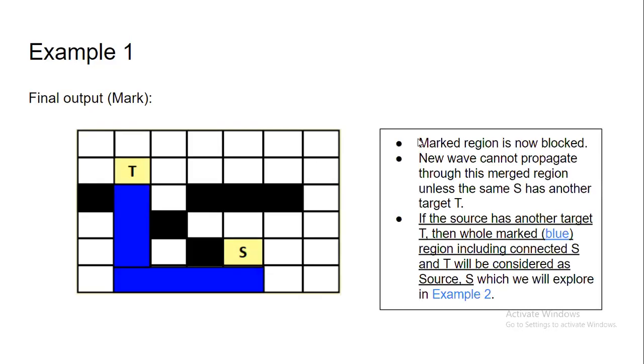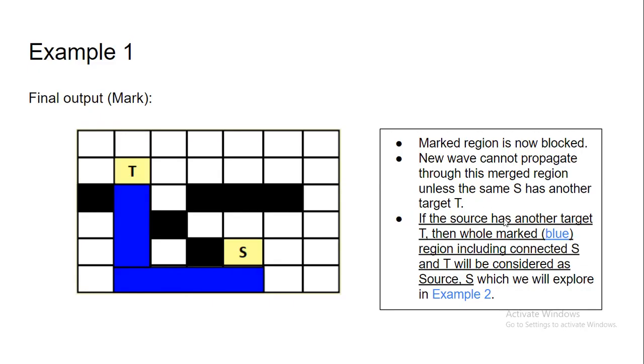Okay, now some information to note. Marked region is now blocked. We have created a path. Now these blocks, these grids are now blocked. No additional path or new wave can propagate through this merged region. So as we had some obstacles like this, now this is a new obstacle. If we need to connect another 2 points in this grid or in this layout, these primary metal path or the primary routing path will work as another obstacle. Okay, so new wave or new connection cannot go through this path. Okay, we have to keep that in mind. But there is a but.